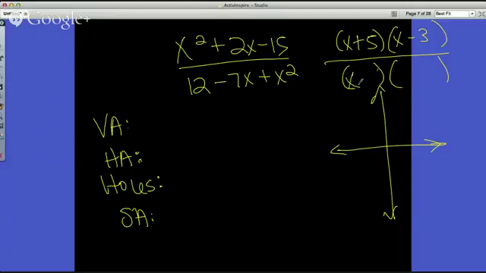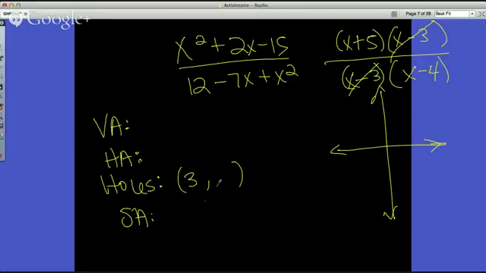3, 4, -3, -4. Nice. X minus 3, X minus 4. Nice. So do you see anything that you could know right off the get-go, like VAs, holes, HAs? Okay, holes at 3. Why do you say that, Kath?